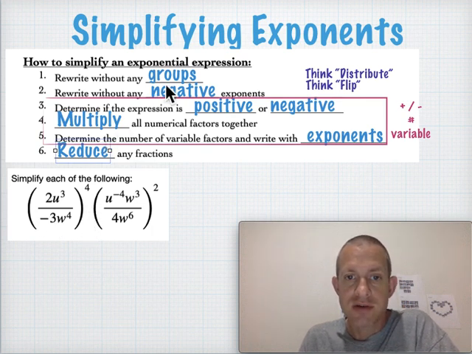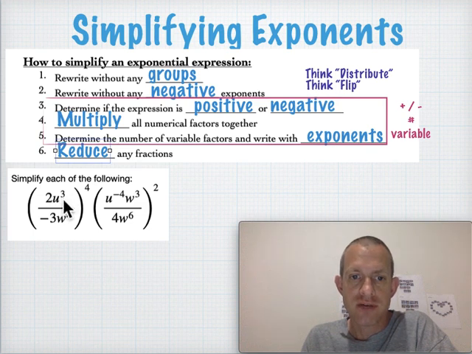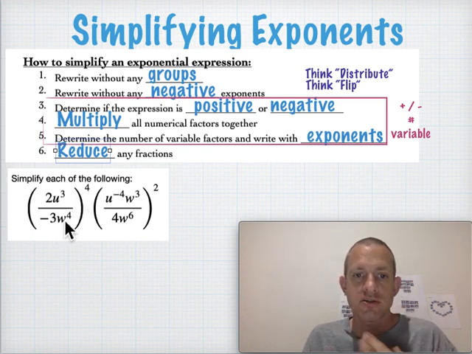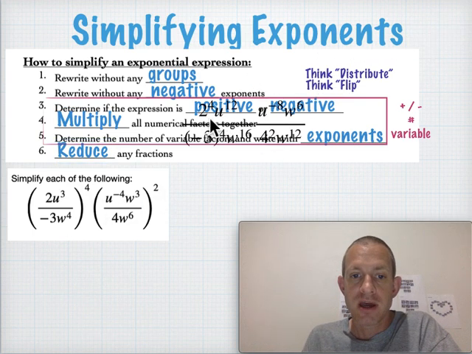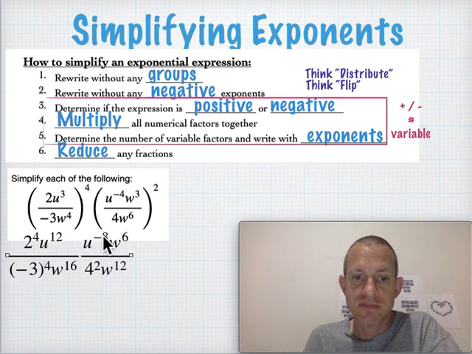So the first thing I would do is rewrite it without any groups. I've got this 4 as an exponent here. I'm going to distribute that to the 2, so it'll become 2 to the 4th, and 3 times 4 is 12, so u to the 12th. This negative 3 goes to the 4th, and w to the 4th. There are 4 of them in each group, and 4 groups. That would be 16. Continuing the rest of that, we end up with this expression after everything has been distributed.